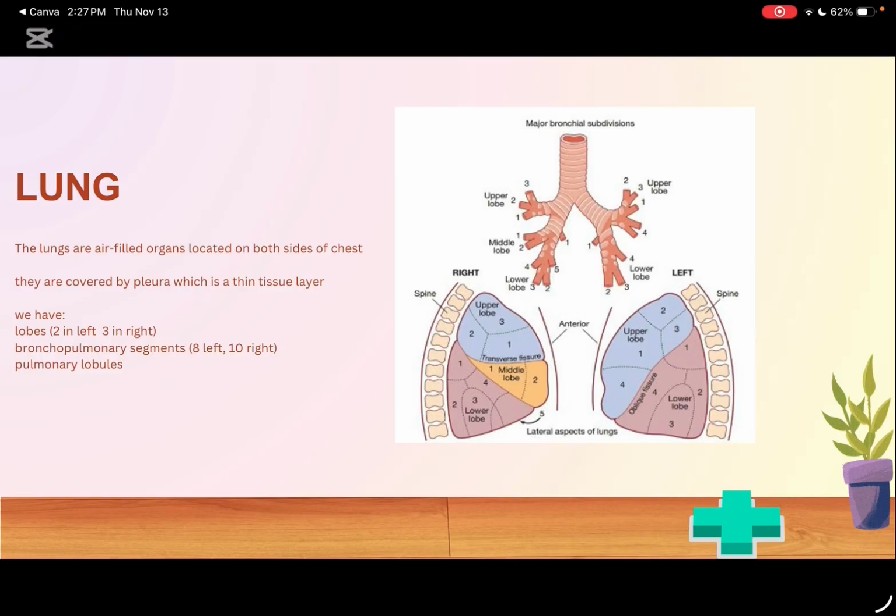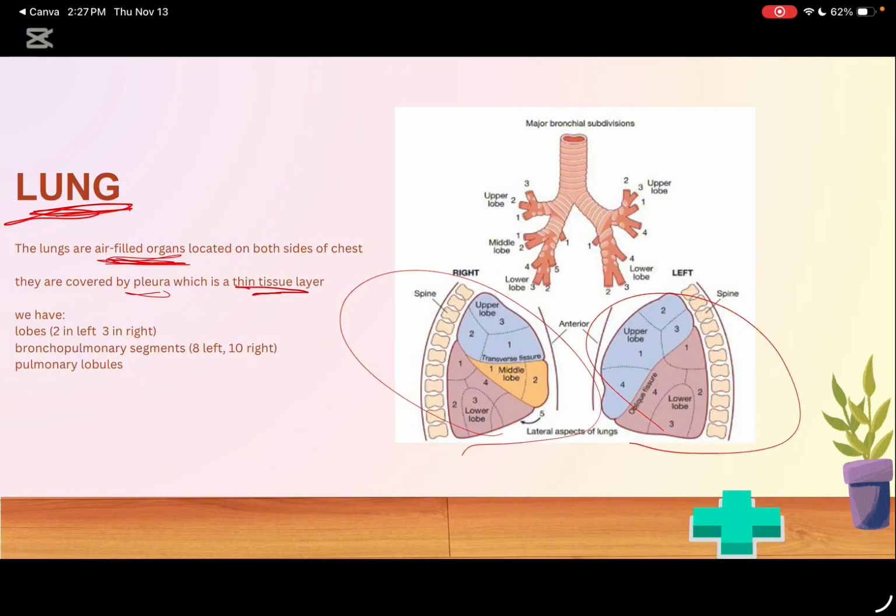Now we're going to start with the respiratory tract 2. Just a little orientation about the lung. The lung is basically an air-filled organ, and it's located on both sides of the chest. They are covered by what? They are covered by pleura, which is a thin tissue layer.